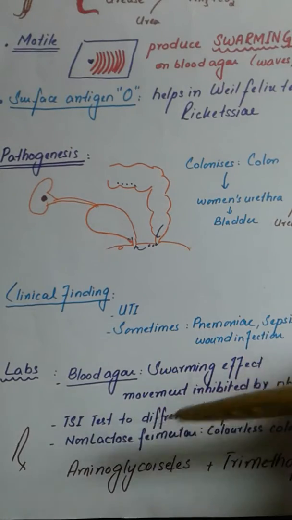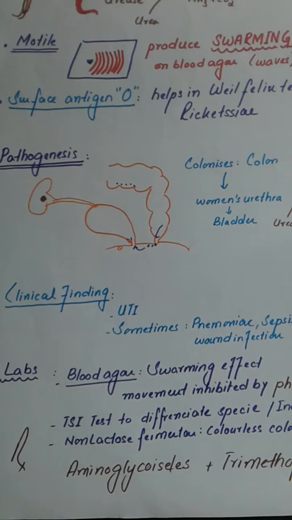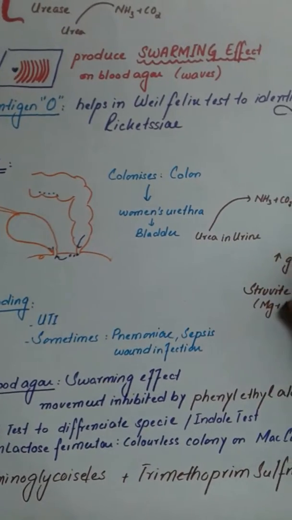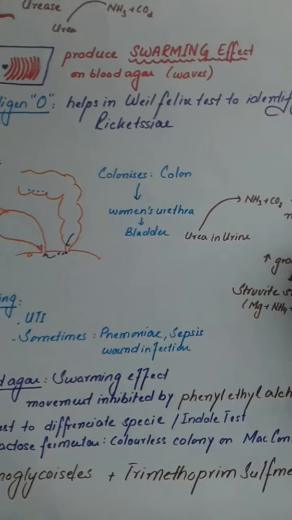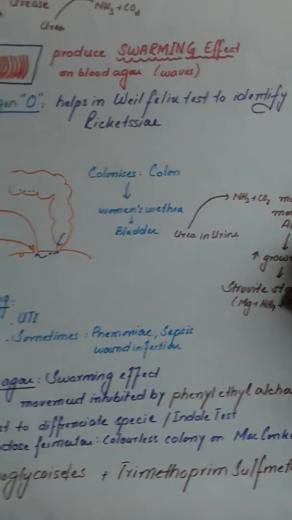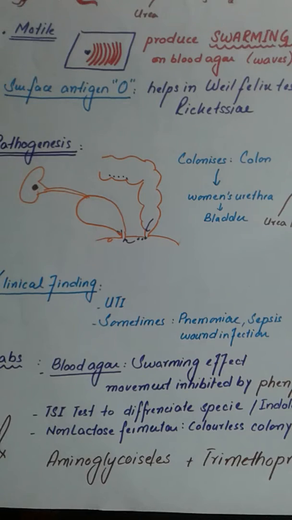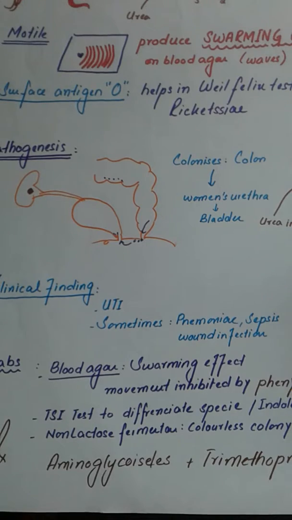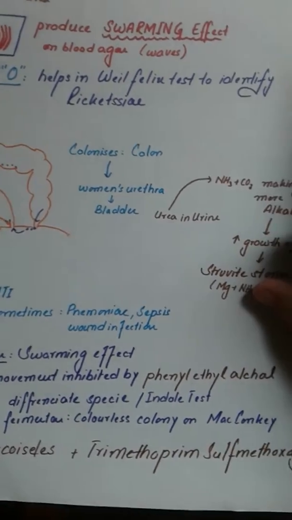After doing the TSI test, we can also know that this organism is a lactose non-fermenter. So if it is cultured, this organism would give colorless colonies on MacConkey. And another treatment that is given to all of these organisms in combination, in order to overcome resistance if any develops, is that we give the patient aminoglycosides and trimethoprim-sulfamethoxazole.